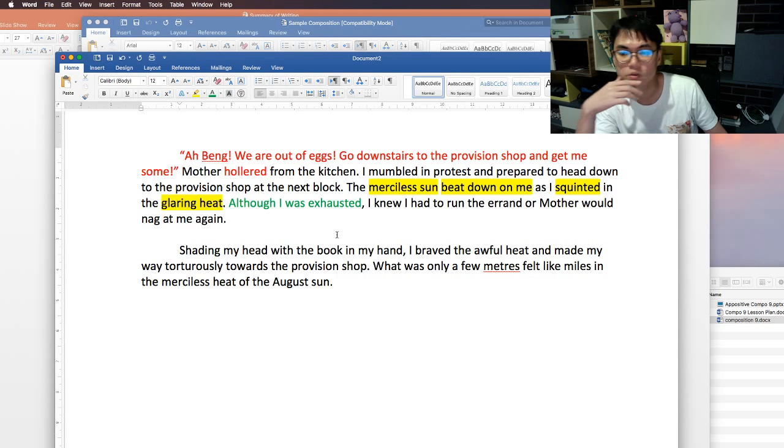Shading my head with the book. No, it's with the book. It's the book in my hand, not a book, right? It's that specific book. So: shading my head with the book in my hand, I braved.